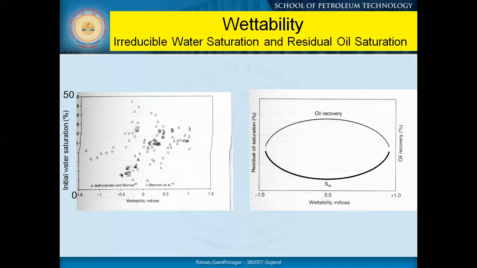So this graph we'll discuss, and maybe we will stop today for this. Now you see oil recovery is maximum in case of neutral wettability. In the right side graph, 0 means neutral wettability, positive means water wet, and negative means oil wet. And the left side graph, there is a trend. When you have negative wettability, the initial water saturation is less. Why? Can anybody comment on this?